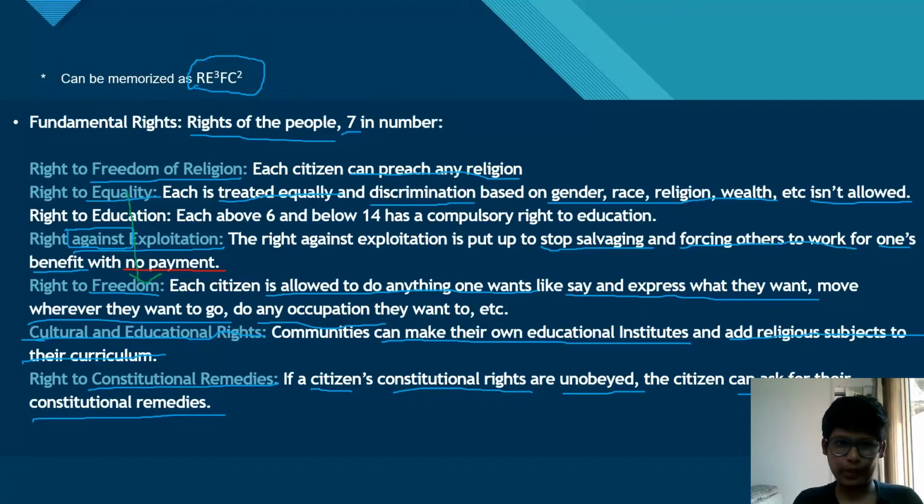And then the last one, the right to education. In the right to education, each citizen above 6 and below 14 has a compulsory right to education. You might have heard of this. I can't think of an example, but you can think of an example and you must be knowing that.